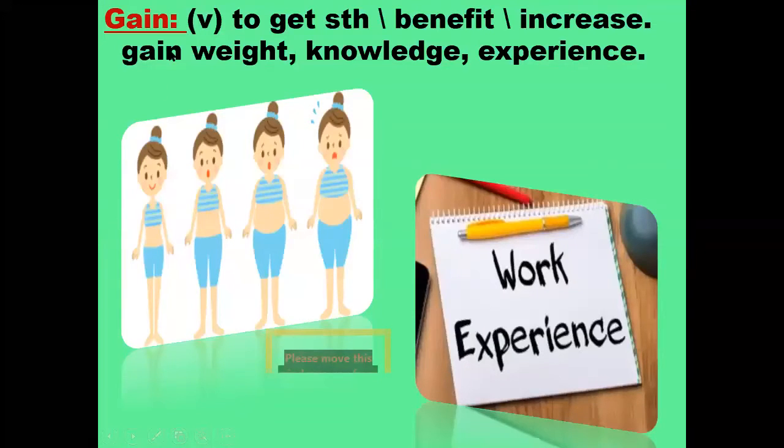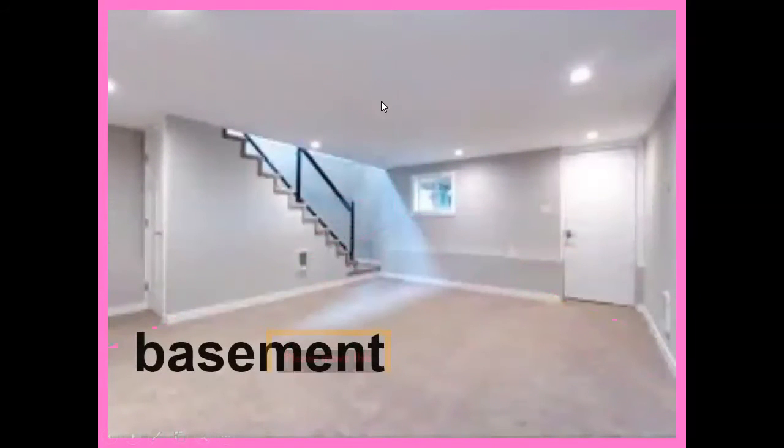Then we have the word gain, which means to get something, to get benefit or increase, or to gain weight, or gain knowledge or experience. Gain means to have something for yourself. It can be knowledge, experience, weight, benefit. Then we have the word basement. We studied this word before in the story, when we said that the cellar which the musketeers met in is like a basement. So basement is the bottom part of a building.